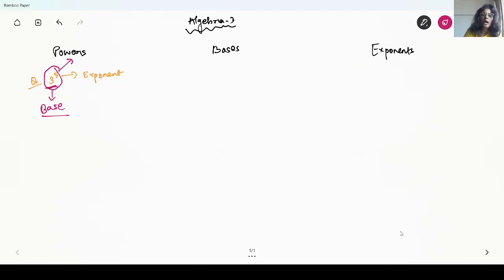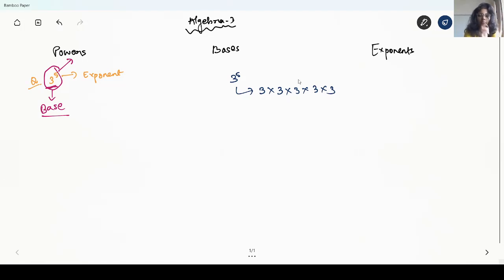Now, what is the meaning of this? We have 3 raised to the power 5. The meaning is that 3 is multiplied 5 times. So this means 3 times 3 times 3 times 3 times 3.